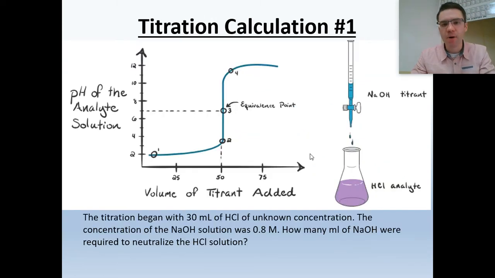Let's look at that in this problem here, and we're going to do a calculation with it. So let's say that the titration began with 30 milliliters of HCl. So we have a known volume right here. We measured it. And the concentration of sodium hydroxide solution was 0.8 molar. So we have a known value here.